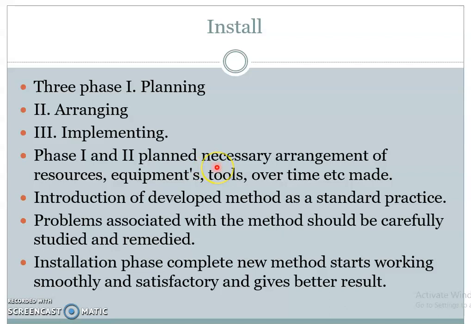During the first two stages of the program of installation, the program and the timetable are planned, and necessary arrangements of resources, equipment, tools, instructions to workers, overtime, etc. are made. So phase 1 and phase 2 are planned according to the arrangement of these resources, equipment, tools, overtime, etc. Then comes the introduction of the developed method as a standard practice.